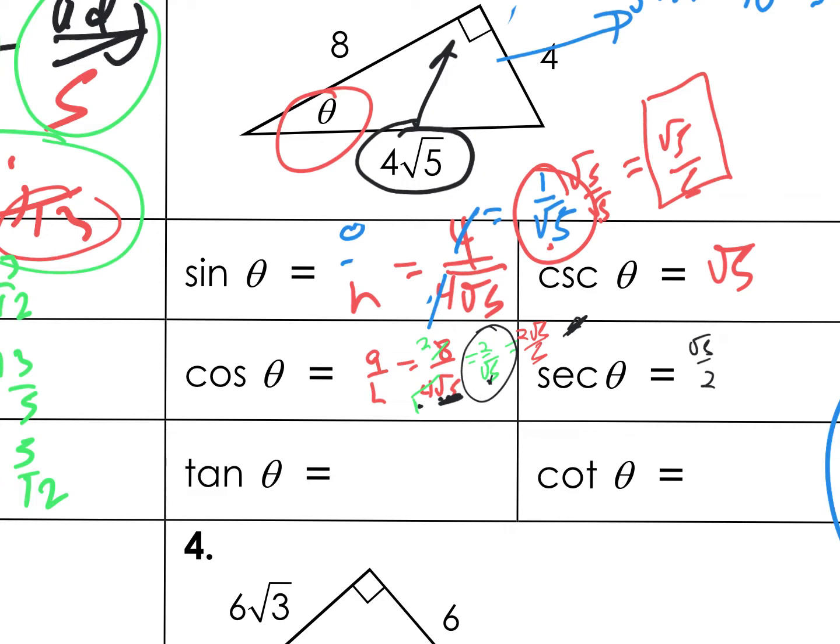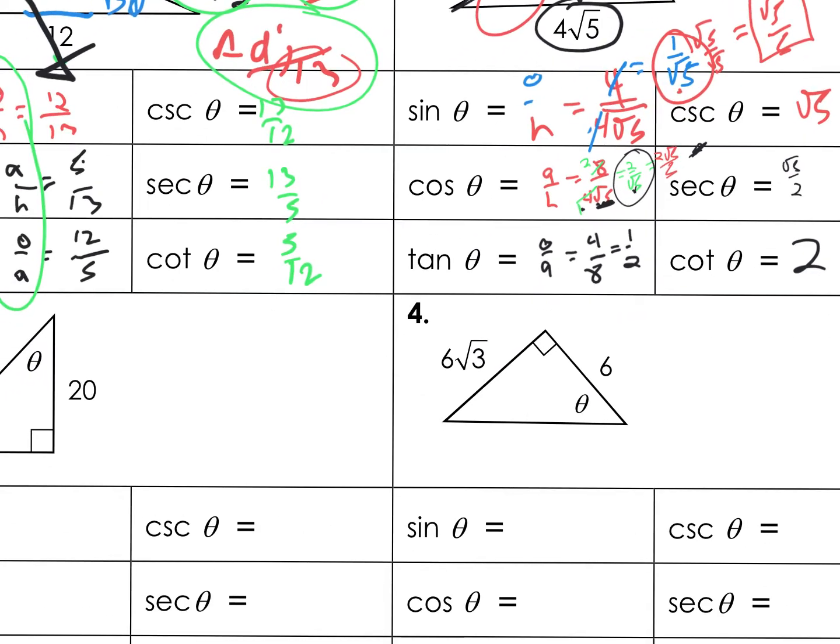Tangent. Opposite over adjacent. Opposite is what? 4 over. Somebody tell me what's adjacent. Horizontal is 8. Thank you. The legs are always going to be opposites and adjacents. Always pay attention to the legs. And that reduces to what? Half. And then if I flip a half, it turns into what? 2. Let's do one more on this page.